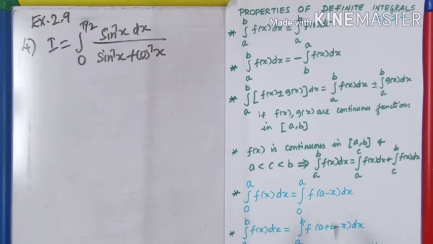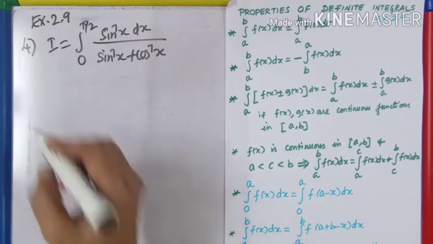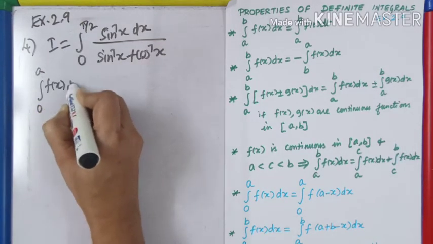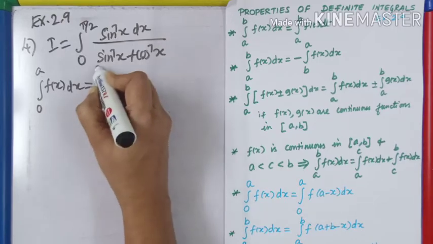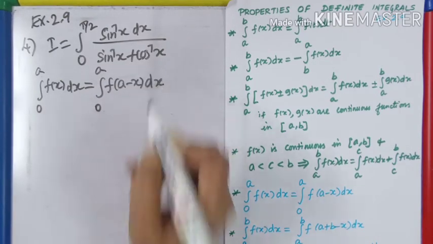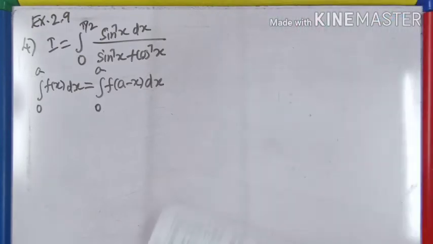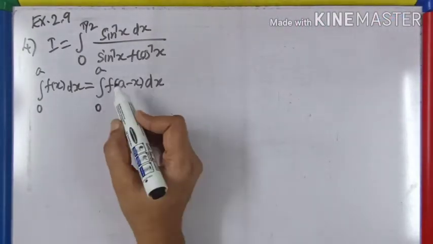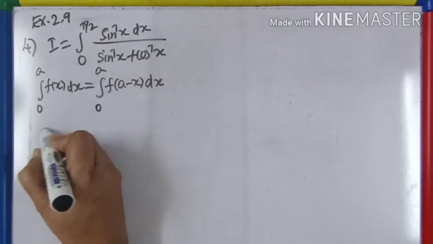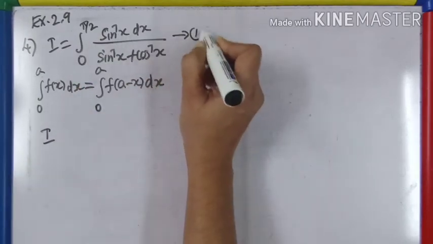So what does the property say? Wherever x comes, put a minus x. So let me write the property. 0 to a f of x dx is equal to 0 to a f of a minus x dx. So we are going to apply the property. Wherever x comes, let me put pi by 2 minus x. Call this number 1.